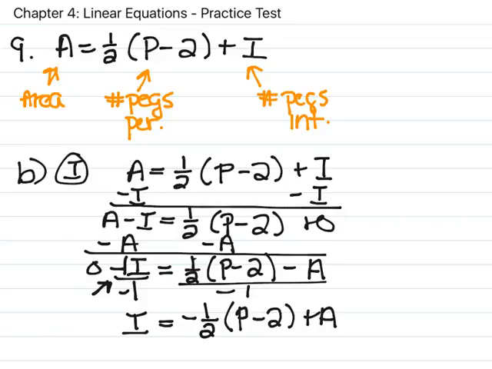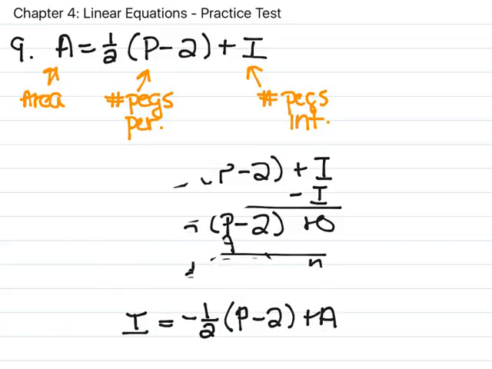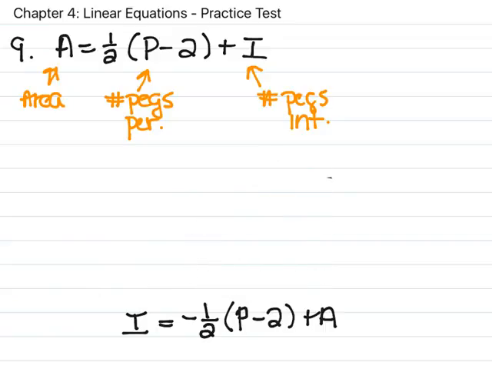So then we move on to part C, where you're asked to use this to continue. So we're going to erase the top part, but I'll leave the formula at the bottom so that we can refer to it. So for part C, we want to find the number of interior pegs. So I is what we're looking for. So we have an area of 32, and pegs on the perimeter is 30. So we plug them in.